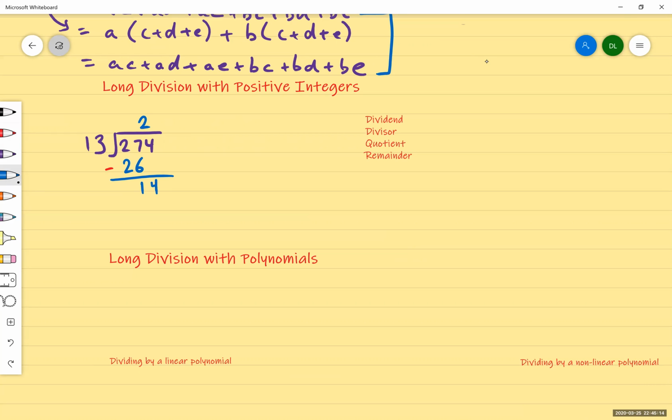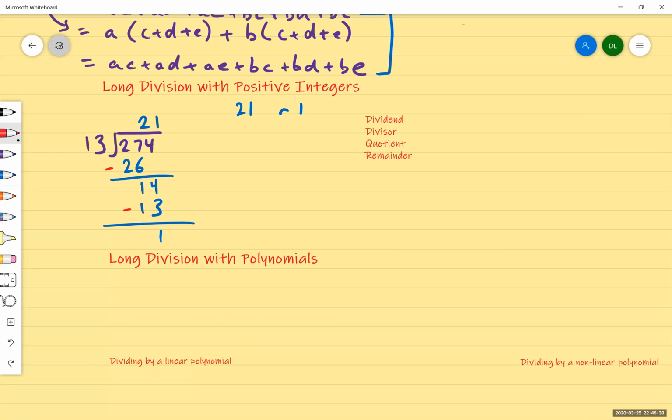And then the question is, how many times is 13 going into 14? Well, the answer is 1. So I write 1 here, end up with 1 times 13, which is 13. Once again, it's implied negative. And so from here, 14 minus 13 is 1. So my answer is 21 remainder 1.